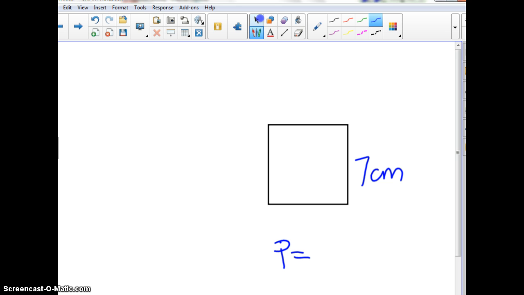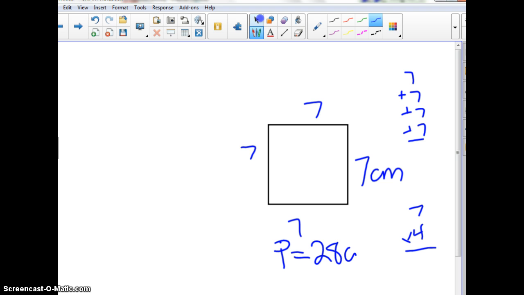Brendan? Sky? You can write these numbers in if it helps you, but then you have to add those numbers up. Okay? Now, Brendan did it this way. Instead of taking 7 plus 7 plus 7 plus 7, he took 7 times 4, and he knew that that was 28. So 28 centimeters is our perimeter.